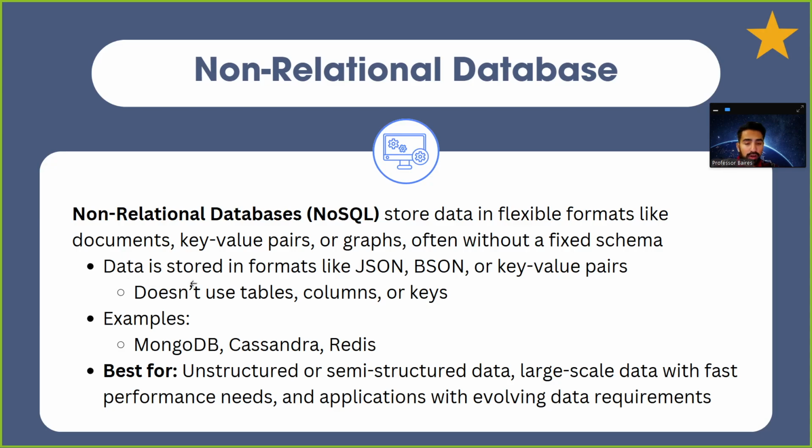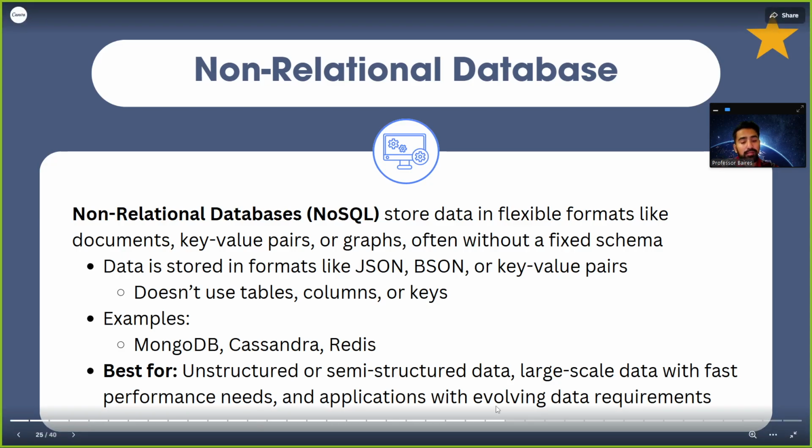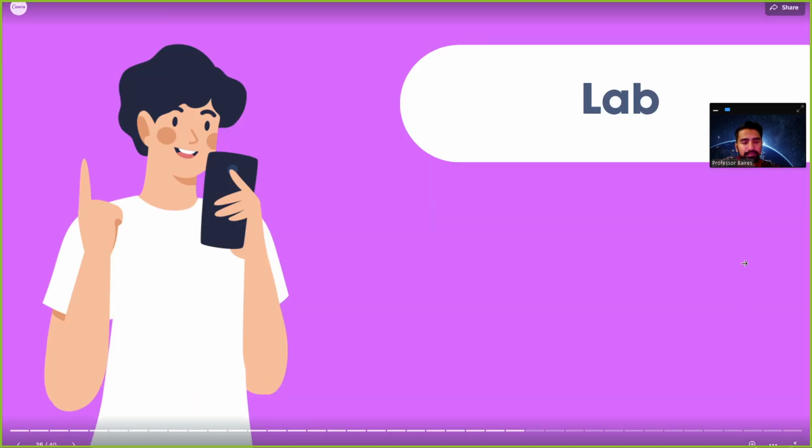So data can be stored in all sorts of formats. It doesn't use tables, columns, or keys. Some popular software that's non-relational is MongoDB, Cassandra, and Redis. So it's essentially data, like I said, that might be changing constantly, right? This is where you might use NoSQL.